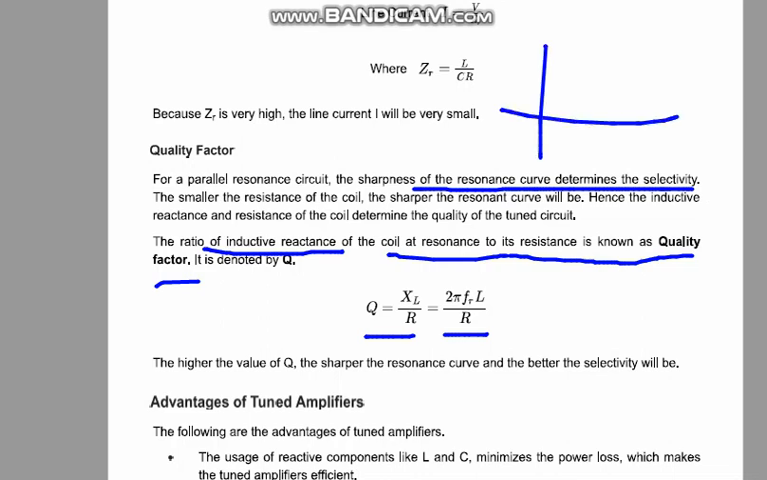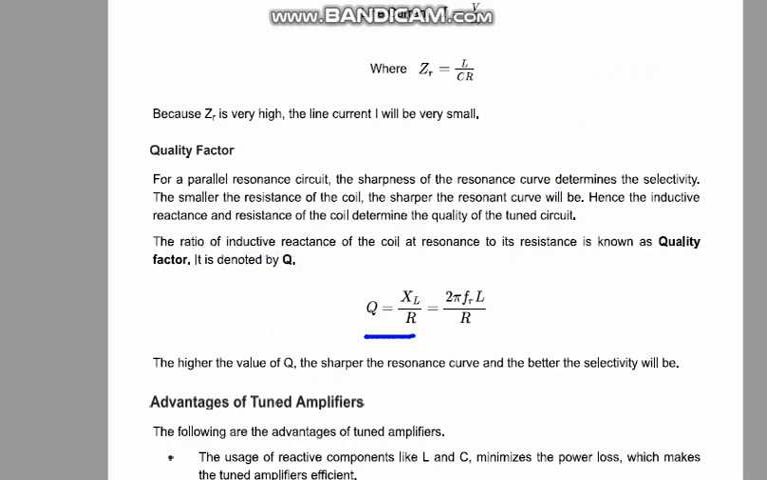This is the high quality factor. This is the low quality factor. That means the selectivity is high, versus low selectivity. Okay, that's the thing. And the smaller the resistance of the coil, the sharper the resonance curve will be. Okay, that's all for the basic tuned amplifier circuits.